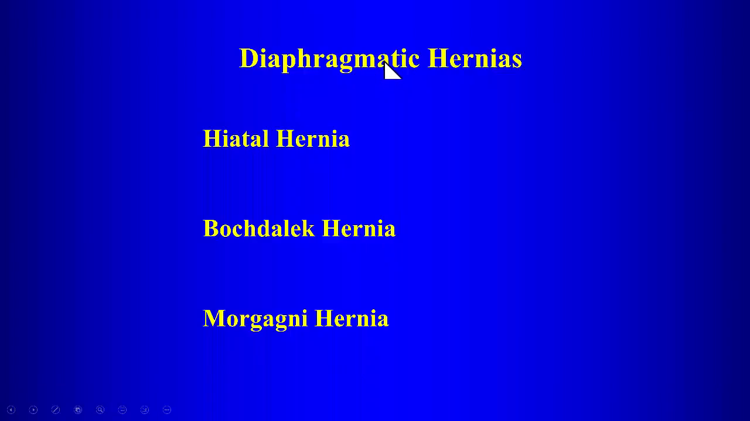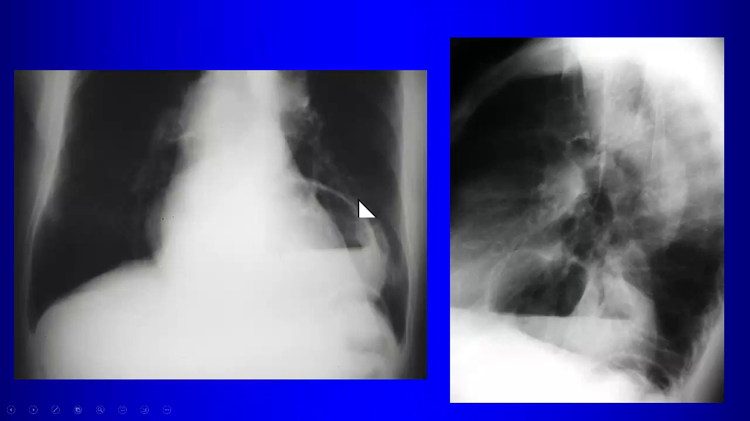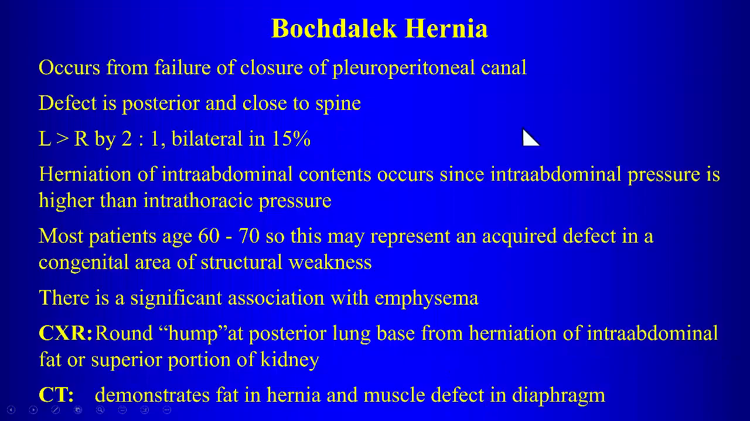So these are the different types of diaphragmatic hernias: hiatal hernias, Bochdalek, and Morgagni hernias. For the hiatal hernia, you're familiar with the sliding and the paraesophageal hernias, where the whole stomach can sometimes come up into the thorax. Then we can see the air fluid level there as the stomach herniates up into the chest. So air fluid level, nice sign of a hiatal hernia, very easy diagnosis with CT, usually not a mystery. The Bochdalek hernias occur posteriorly.